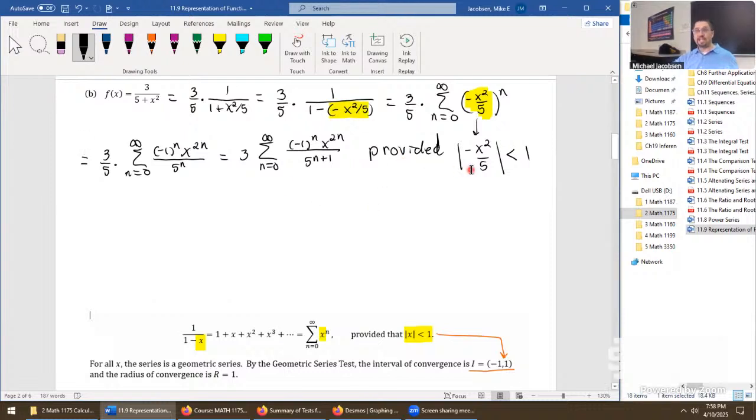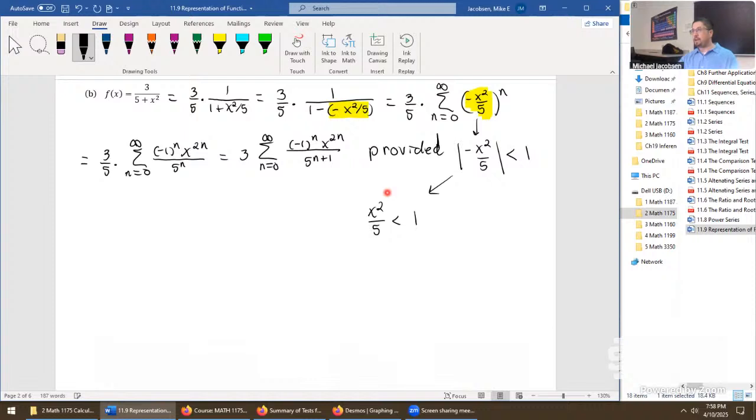This is kind of an interesting one to analyze. When we go to take the absolute value of this, everything drops, including the negative sign, leaving behind just x squared fifths. So we have x squared fifths less than 1. We're getting there. Multiply both sides by 5. x squared less than 5.